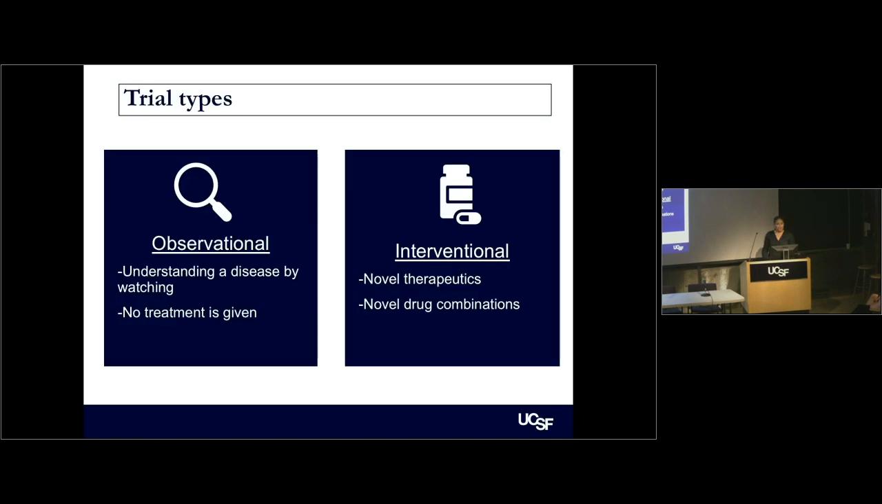So first I'll describe two important trial types. On the left we have the observational trial, which is understanding a disease by watching. In this type of trial we have researchers who are interested in understanding the physiology of the disease or the progression of disease, and no treatment is given. On the right we have interventional trials, which is what we'll be discussing for the rest of the talk. This is where we do give an intervention. So we give novel therapeutics or novel drug combinations to treat disease.